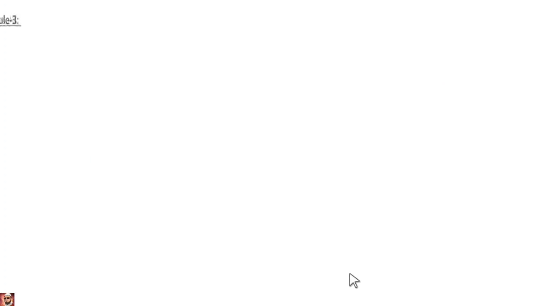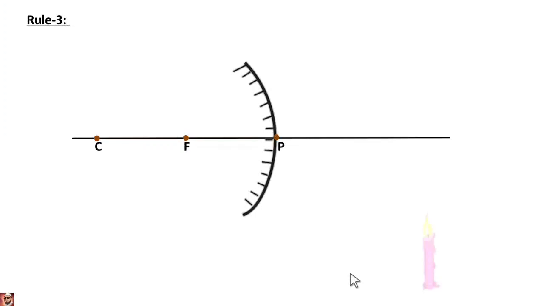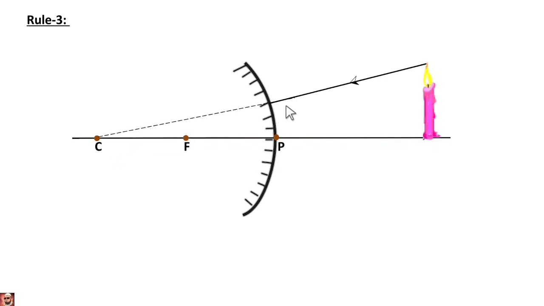Come to the third rule. The third rule is the same as what we discussed in the case of the concave mirror. Here the incident ray is passing in the direction of the center of curvature. Here we have to extend it by dotted lines. It means the light ray is incident in such a way that it is passing toward the center of curvature. We know that it is actually a normal.